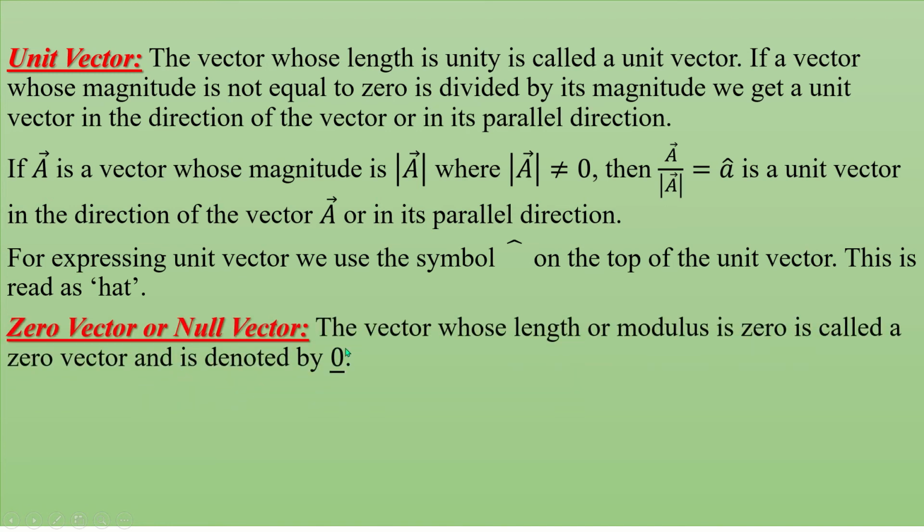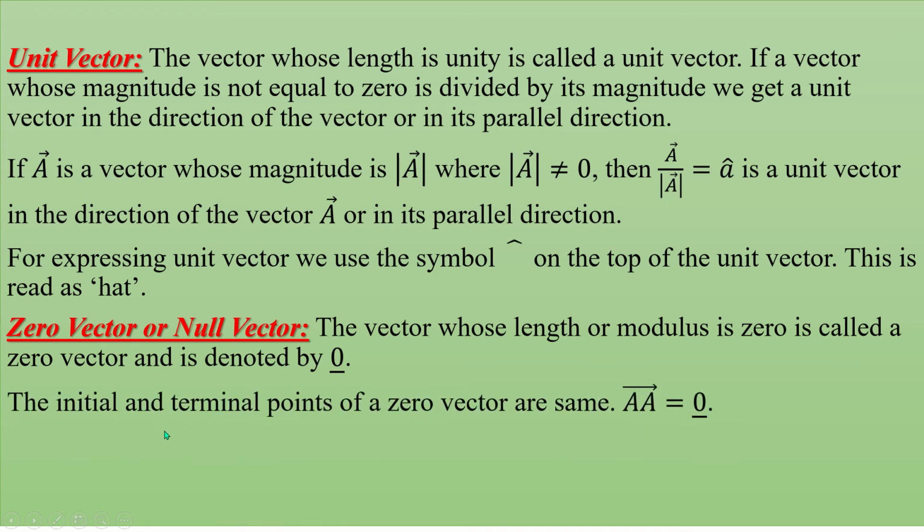Zero vector or null vector. The vector whose length or modulus is 0 is called a zero vector and is denoted by 0, and you have to mention an underline here. The initial and terminal points of a zero vector are the same. We can denote the vector by using this or this, or we can use only a bar, like this line.